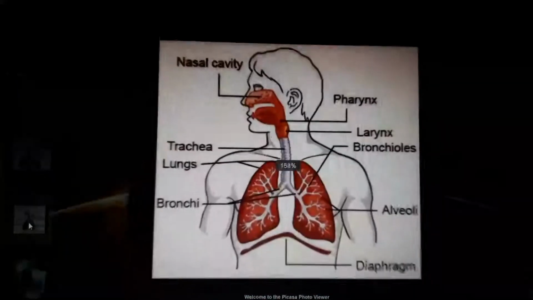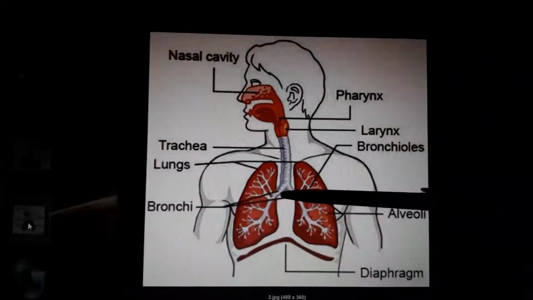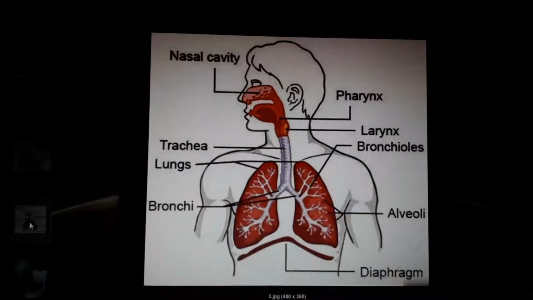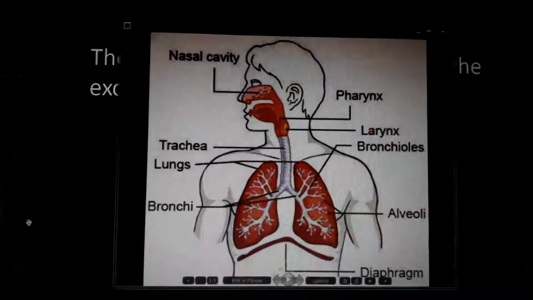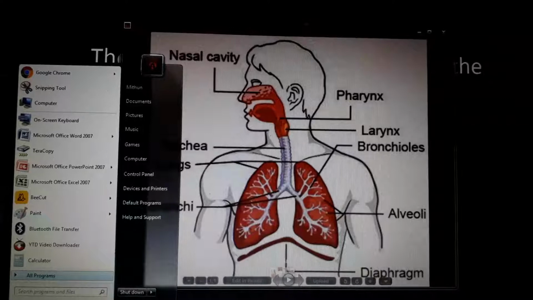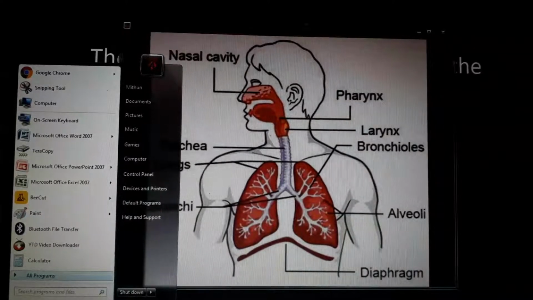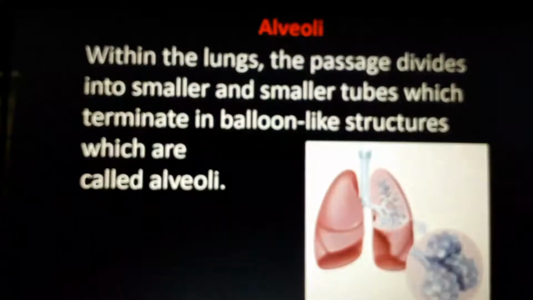What is that? This is trachea. The next one is what? Bronchi. Next one, bronchioles. Forgot that? Okay. Try to repeat why I am telling this, okay? Otherwise, you will forget the name and all.